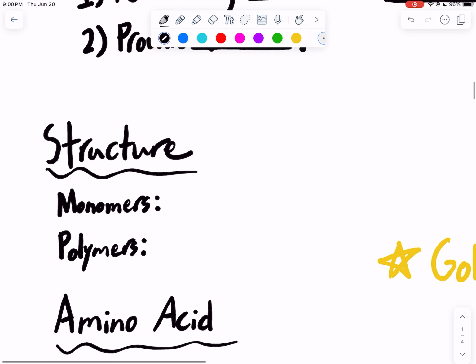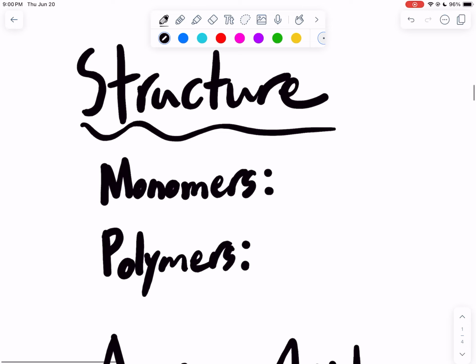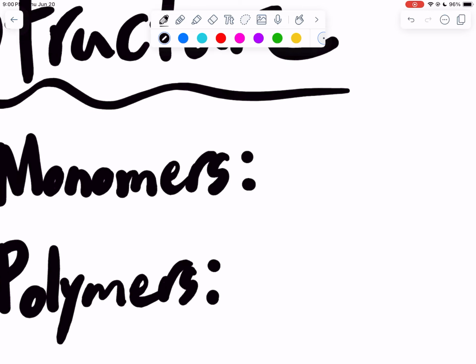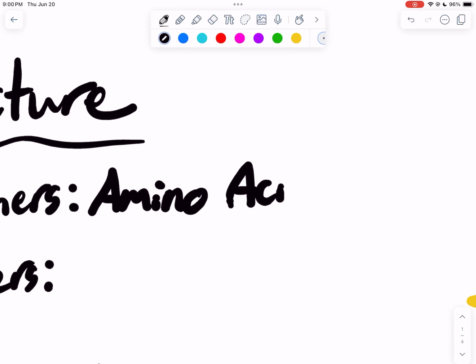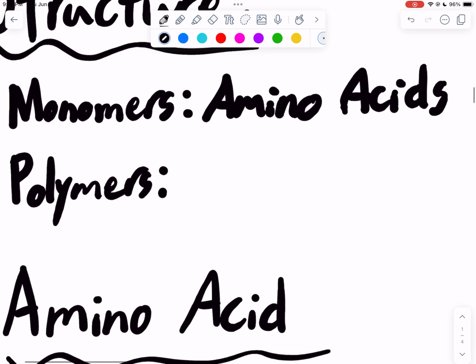Going over a brief overview of the structure. We'll get into way more details in a minute. But the monomers of proteins are what's called amino acids. Let me write that in. Which are the building blocks of proteins. And then the polymers are, of course, proteins.